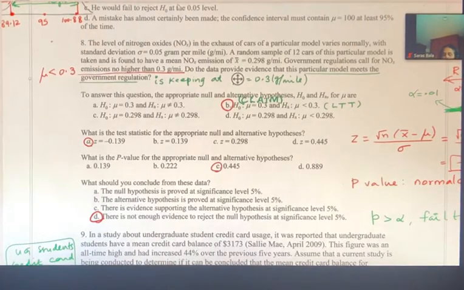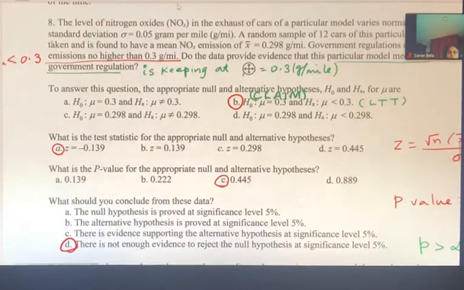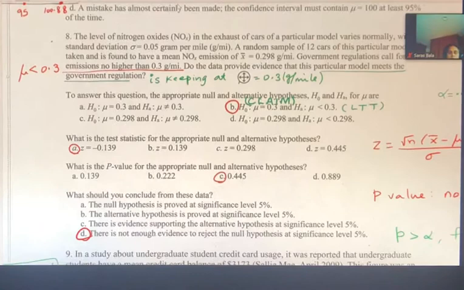So my null hypothesis is always going to be mu equal to 0.3, or you can say mu equal to mu sub 0, versus the alternative. The alternative is going to be mu less than 0.3, and that is going to be the claim, and that gives me the left tail test. Now you are going to work on the z-score.